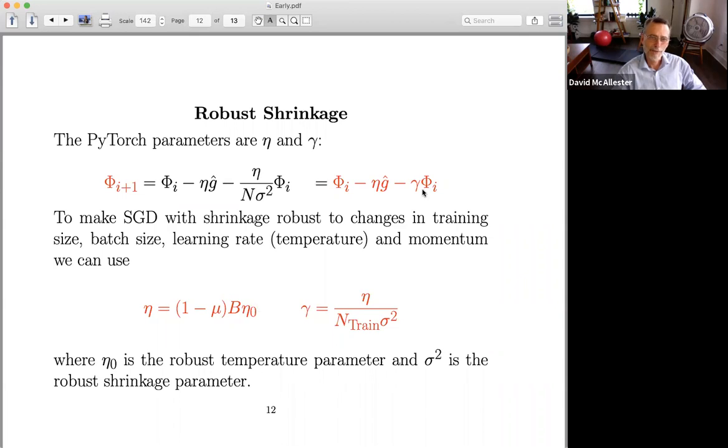And what we just derived from a Bayesian point of view was that this gamma should be the learning rate, as defined by this, over n train times a robust L2 regularization parameter, which is sigma squared. So the idea is we have a robust temperature parameter and a robust regularization parameter that are less sensitive to variations in these other parameters: batch size, momentum, size of training data.